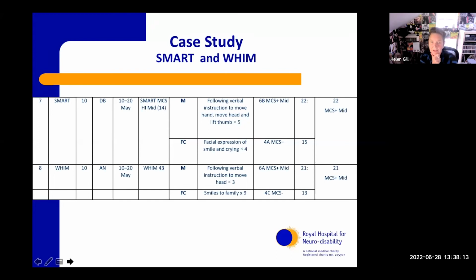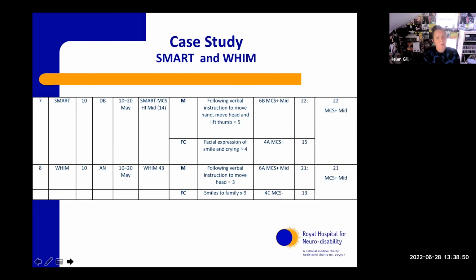And the patient's been seen to do that 5 times. It's 6B, and that will be because it's not 5 in a row. So it's doing it sometimes, but not always. Okay, so that would come up as 22 on the calibration score. And then facial expression, smiling and crying, it's obviously meaningful, and that would be 4A. So only doing it 4 times. So that's 22 over 15, high score is 22. So that's showing MCS plus at the mid-range. So it's certainly moving up on the trajectory.